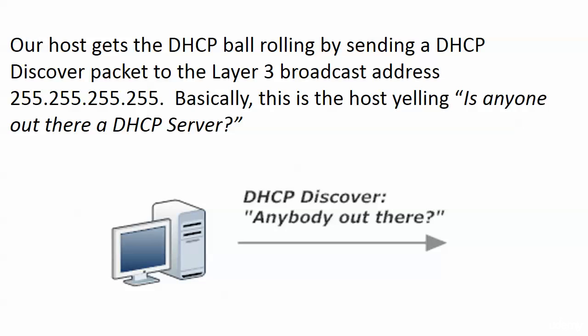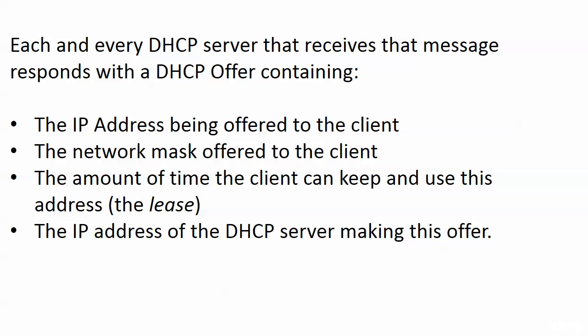That's all the discover is about. Each and every DHCP server that receives that message is going to respond with an offer. First, it's going to offer an IP address from that server's IP address pool. Our DHCP servers are going to have pools of addresses, and one of those addresses is taken from the pool and put in this offer. And it can't be given to anybody else while this negotiation is still going on.